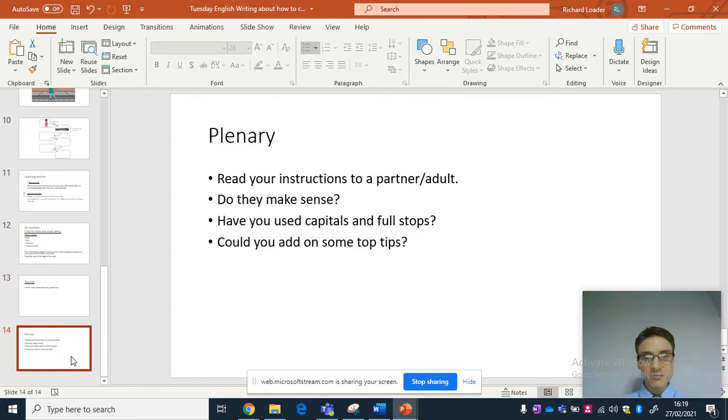And then the plenary, read your instructions to a partner or adult. Do they make sense? Have you used capital letters and full stops? Could you add on some top tips? That's if you don't manage to do it.